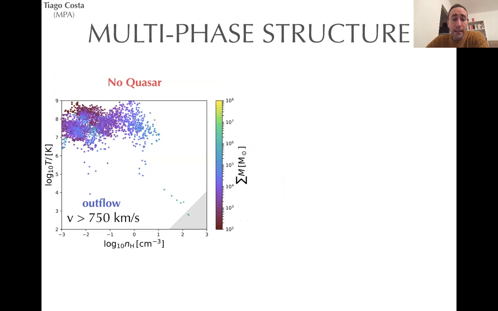We've also looked at the internal properties of these large-scale outflows, and these plots show you phase diagrams. So on the y-axis, the temperature, on the x-axis, the density of outflowing gas in these simulations. This panel shows you what happens if there is no quasar and the outflows are launched purely by supernova feedback. You see that most of the outflow is very low density and very hot.